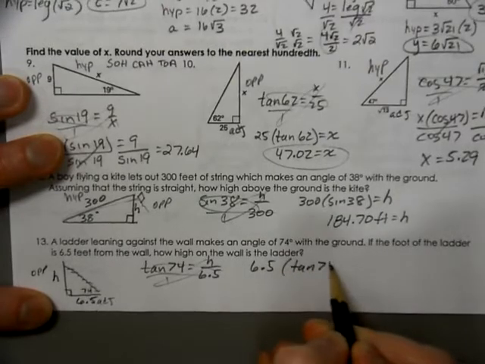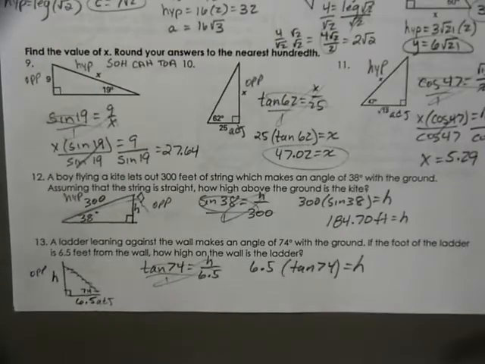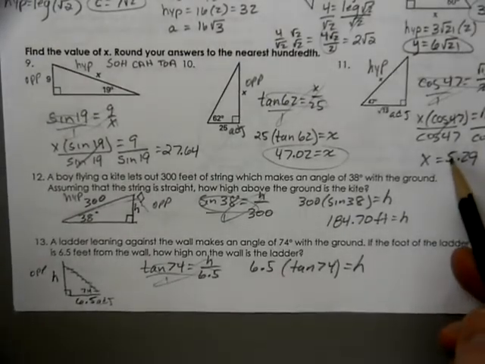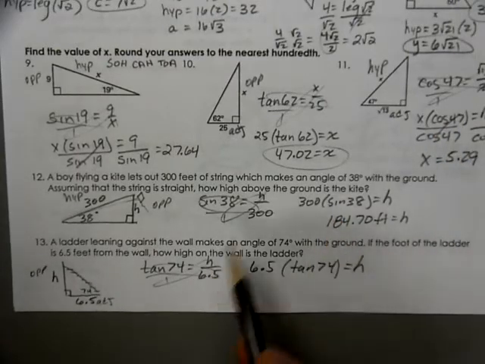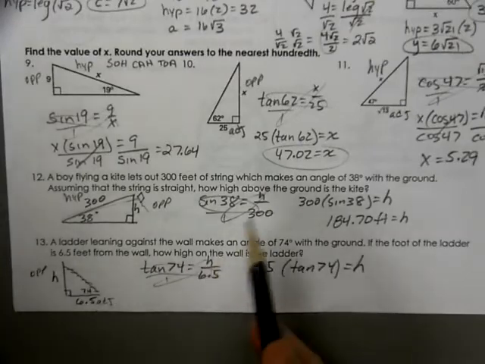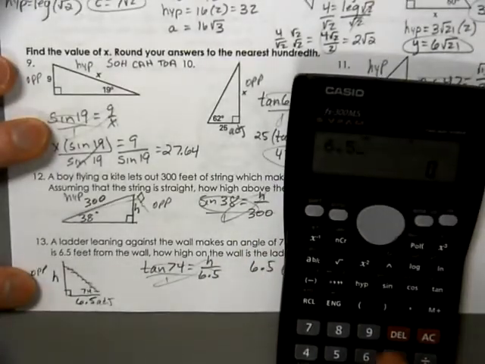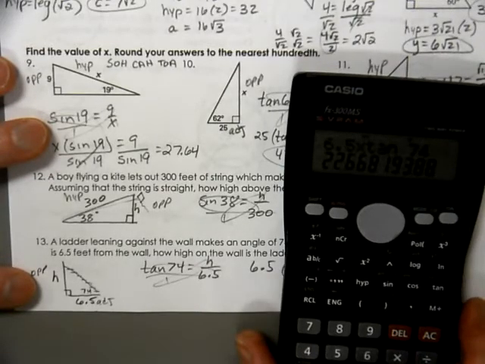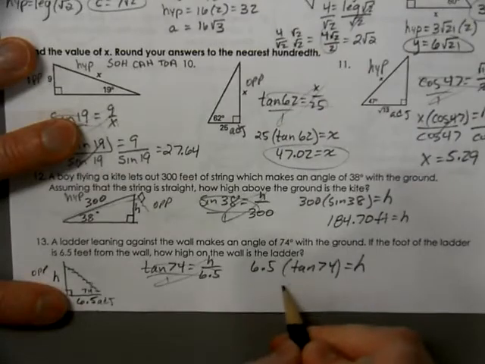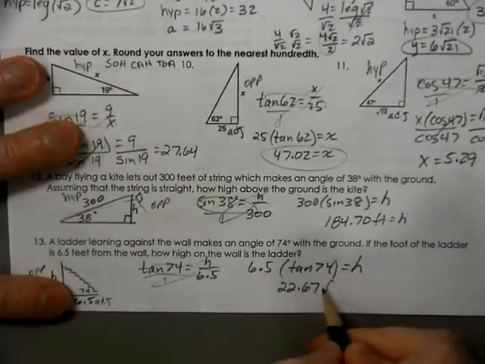Notice for these two past examples, there's no need to divide anything. We multiply the numbers together. In some cases we have to divide, like we did over here, and in some cases we just multiply. So put together your proportions so you can see what method to use. So 6.5 times the tangent of 74 gives us 22.67, and those are also in feet.